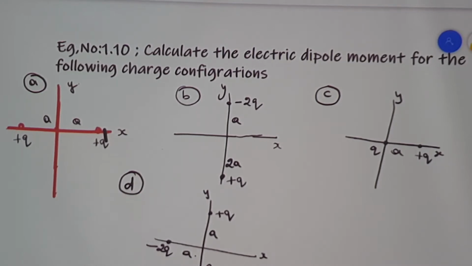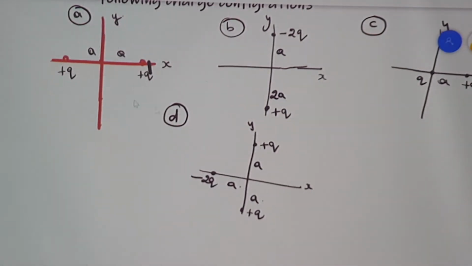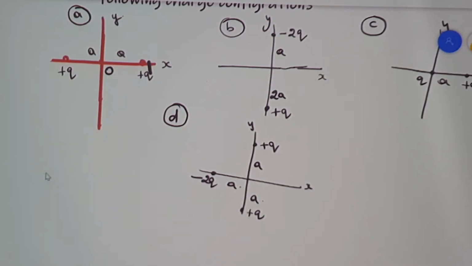When I am considering figure A, the first figure, you can consider the center point as the origin. When you consider the center point as the origin, we can state the electrical dipole moment of these two charges. Here you have plus q at a distance a from the origin, and here another plus q at a distance a from the origin along the x-axis.